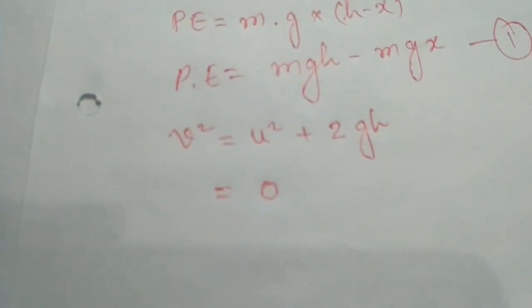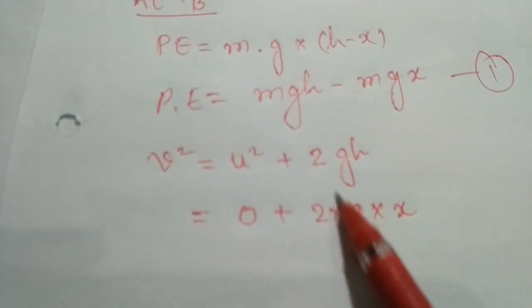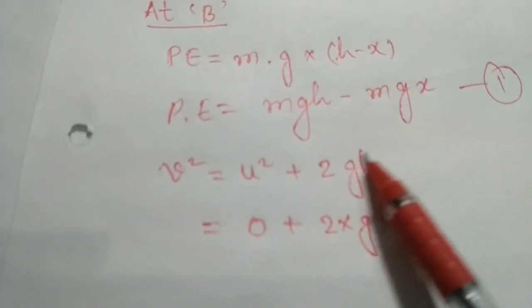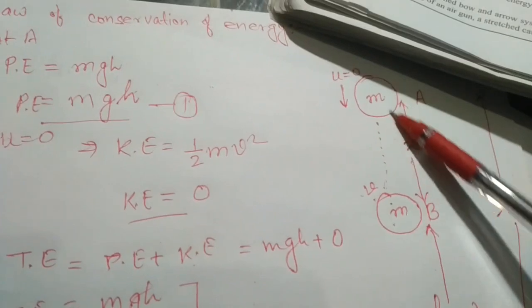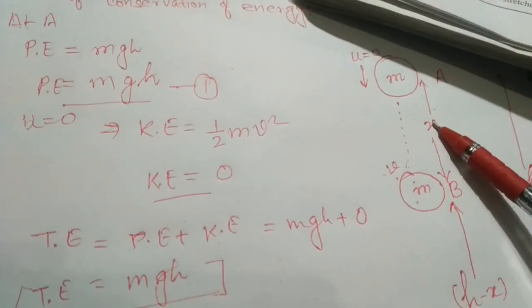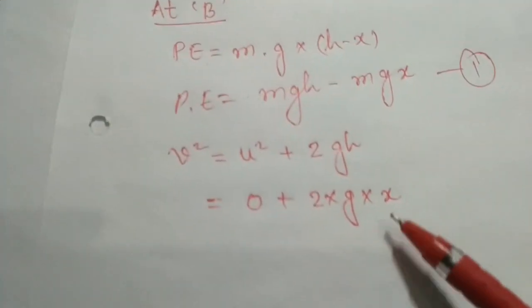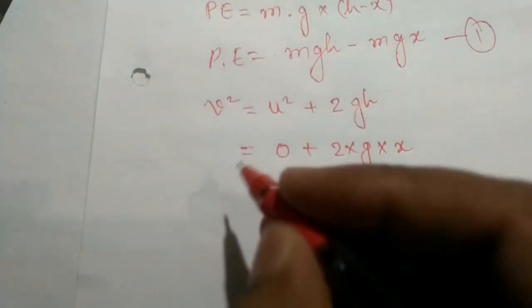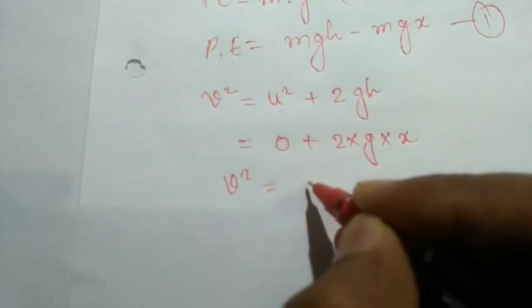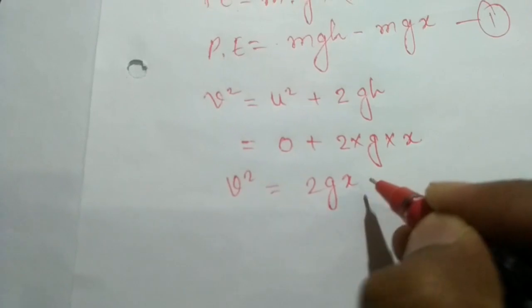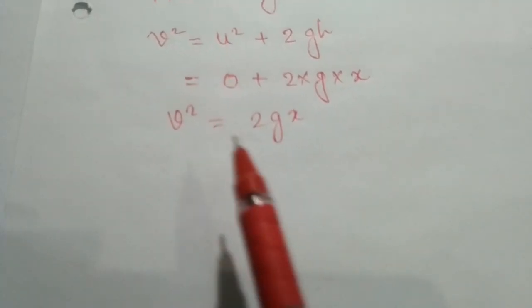So using the third equation of motion, initial velocity is 0 and 2gh, where h is the distance traveled. What is the distance traveled from top to here? It is x. So I'll write only 2gx. So what is v square now? Only 2gx. Now we have the value of v square.